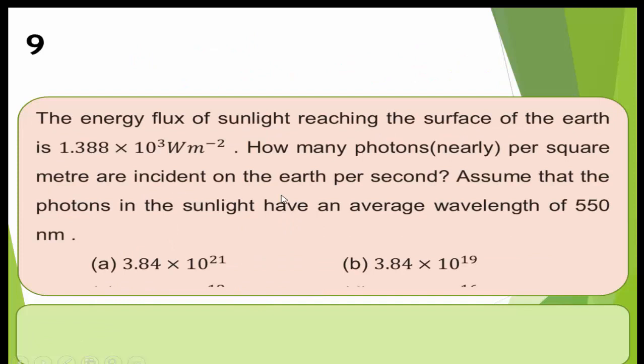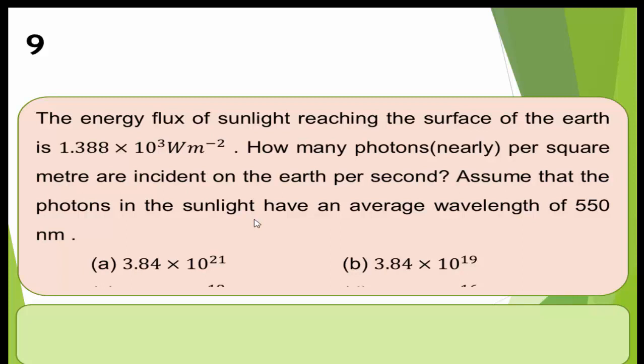Next question, question number 9. The energy flux of sunlight reaching the surface of the earth is 1.388 into 10 to the power of 3 Weber per meter square. How many photons nearly per square meter are incident on earth per second? Assume that photons in the sunlight have an average wavelength of 550 nanometer. Here, energy flux of sunlight reaching the surface of the earth is 1.388 into 10 to the power of 3 Weber per meter square.